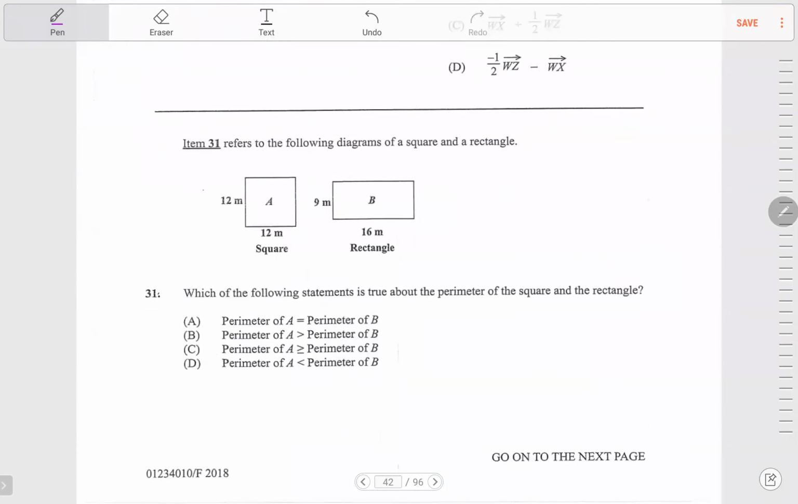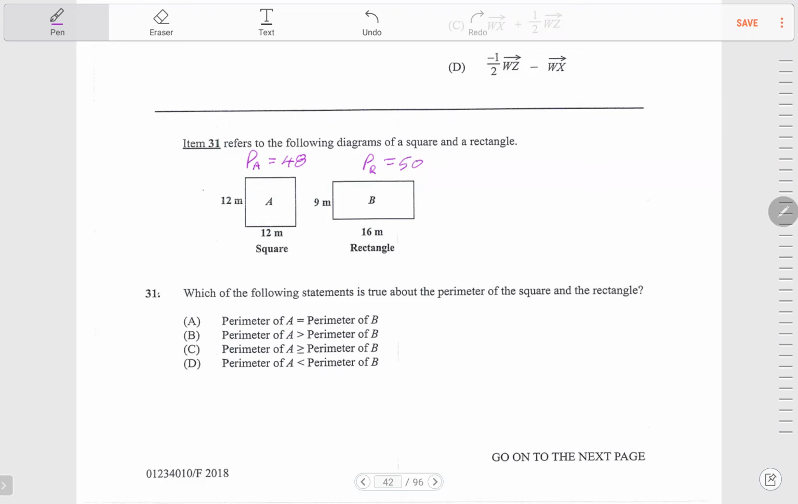All right. This question down here says, which of the following pair of statements is true about the perimeter of the rectangle and the square? Now, this perimeter is 48. So the perimeter of square A, which is a square, is 48. And the perimeter of this one, which is the rectangle, is 16 and 9 is 25, 25 times 2 is 50. So this perimeter is 50. We're talking in meters, everything in meters. So one is 48 and one is 50.